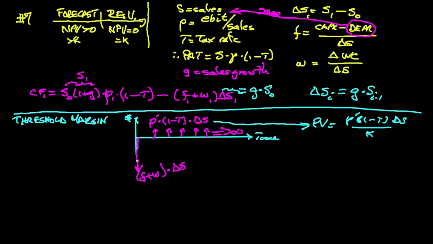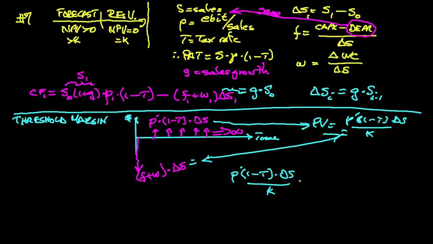So if you look at this, the idea is, when's this stream equal to this stream? Well, all we've got to do is set these two equal. So we just set this equal to this. So if these are equal, what do we have? Well, we have P times 1 minus T times delta S over K equals F plus W times delta S. And of course, these cancel out. I'm assuming they're not 0; even if they were, it cancels out. It doesn't make any sense, of course, if they're 0.